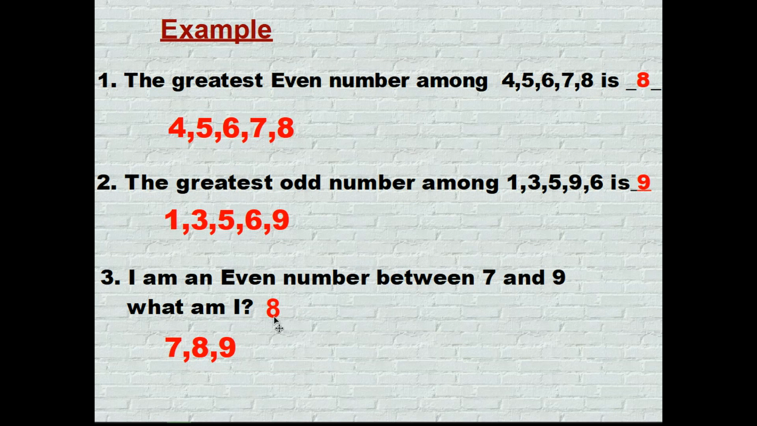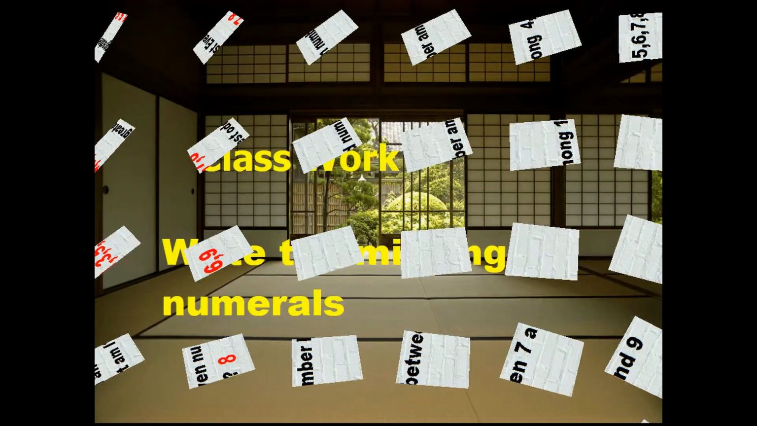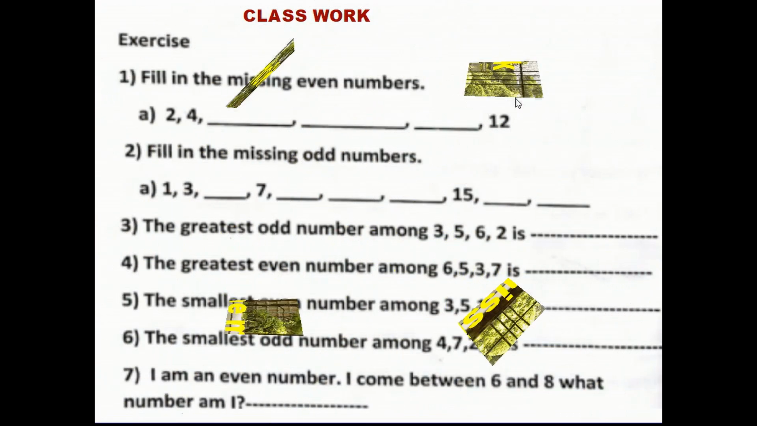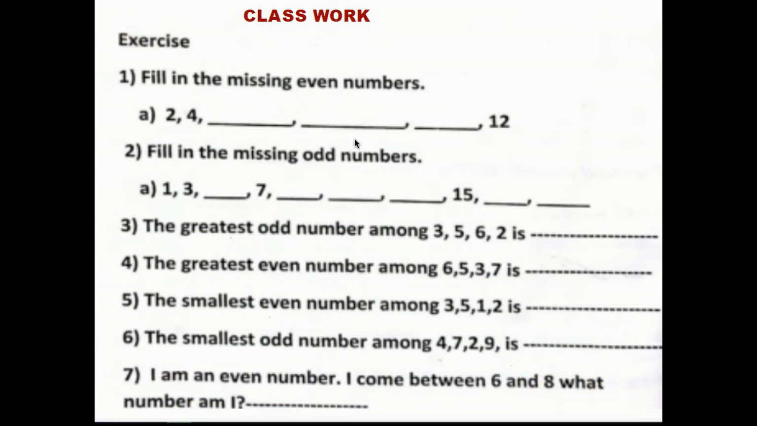Your answer will be 8. So try to take corrections. Now the next one is classwork. I'll give you one classwork here to write the missing numbers. So what numbers are missing in this classwork? It says fill the missing numbers and identify the greatest and smallest numbers and which number is in between.